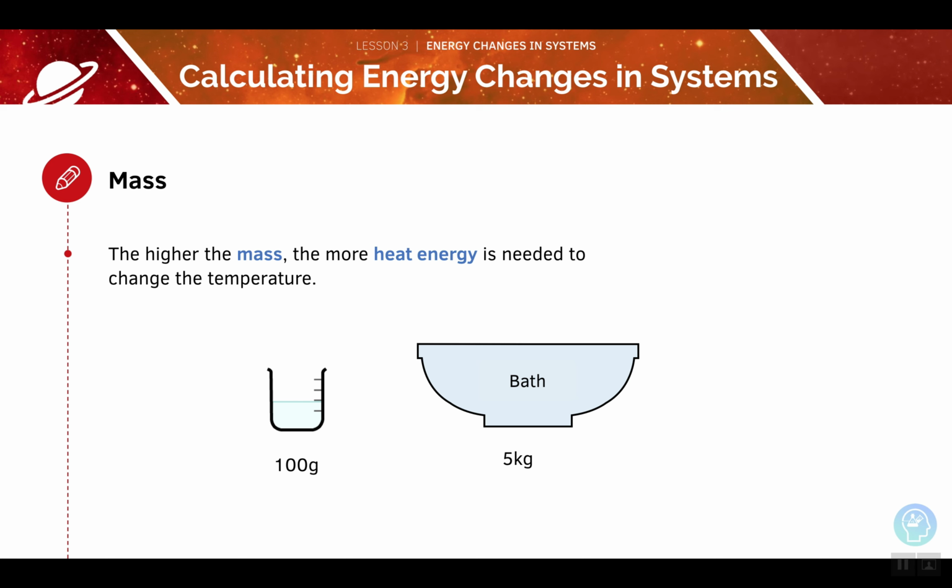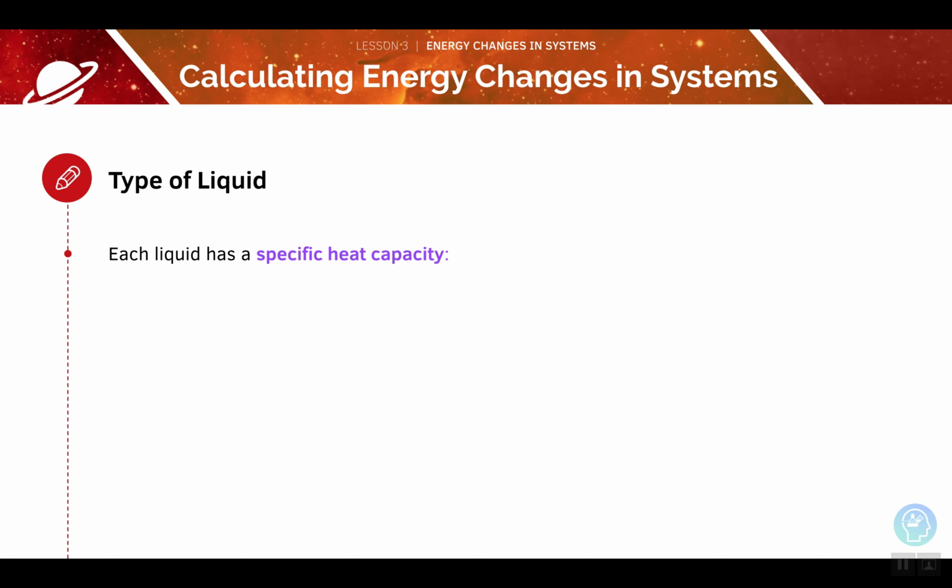Also, it takes more energy to increase the temperature of a mass of water that is larger. For example, this bath would take more energy to heat than this small beaker. Some liquids need lots of energy to increase the temperature by 1 degree Celsius, whereas other liquids need less. Each liquid has a specific heat capacity, which tells us how hard it might be to heat up. The higher the specific heat capacity, the higher the temperature that will be needed.